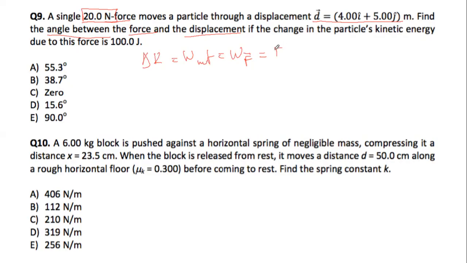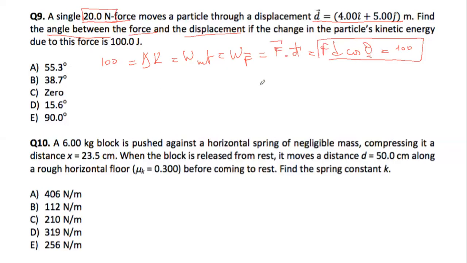So for a constant force, work is F dot D, which is magnitude of F, magnitude of D, cosine the angle between F and D. I call it theta, and that's the angle that I want. So this work is equal to delta K, which is 100 joule. So this has to be equal to 100 joule. So this is the equation I have to use in order to get the angle.